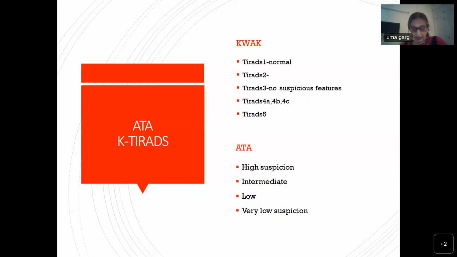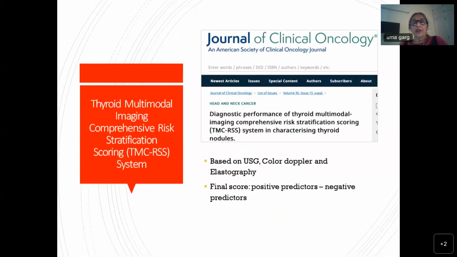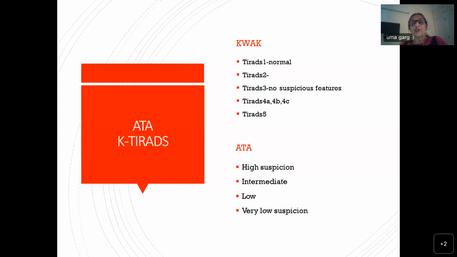Like consistency hard, margins irregular, vascularity more, then the thyroid score will be higher, and it will be more suspicious of a malignancy, and a more active treatment will be required. Like TR3, here it says no suspicious features. In TR4, they have 1 suspicious feature, 4B 2 suspicious features, 4C 3 suspicious features. In TR5, there are 5 suspicious features. It's highly suspicious, and an aggressive or more active treatment is required.